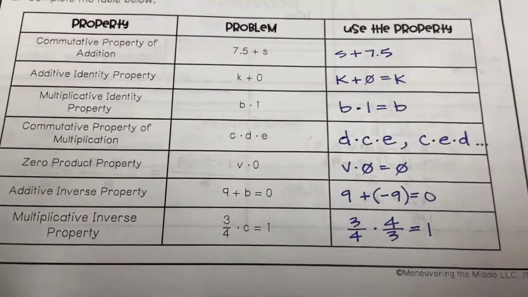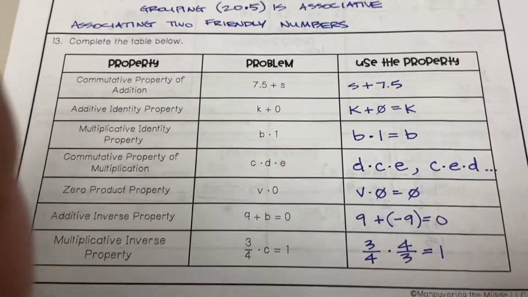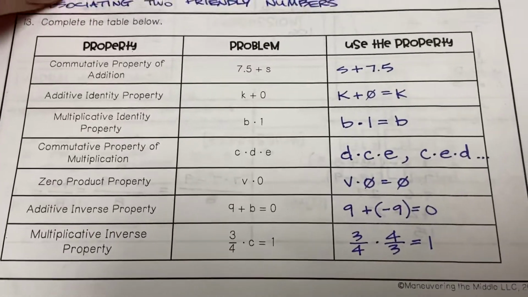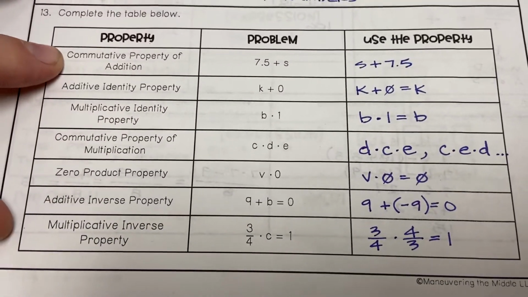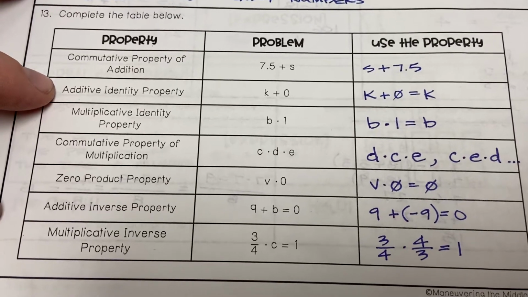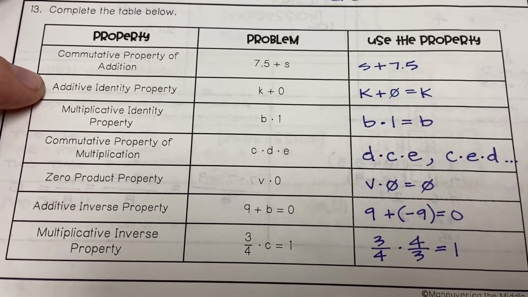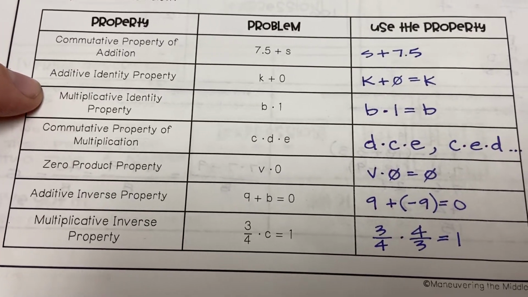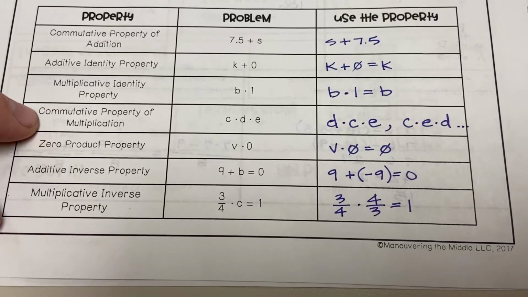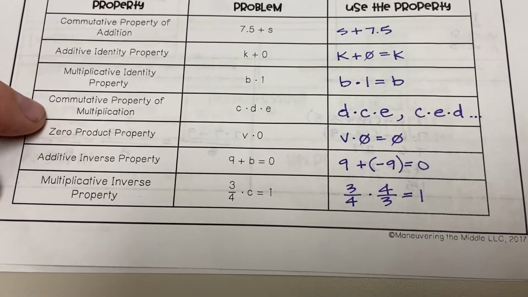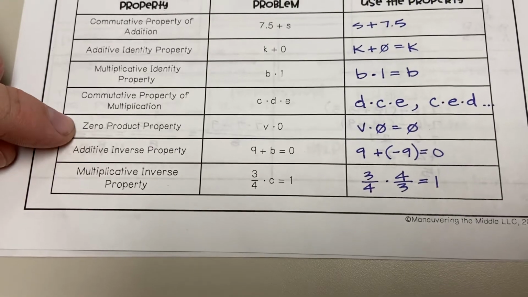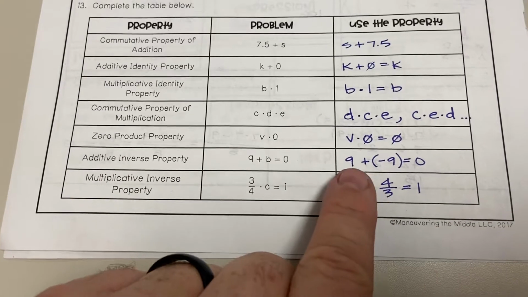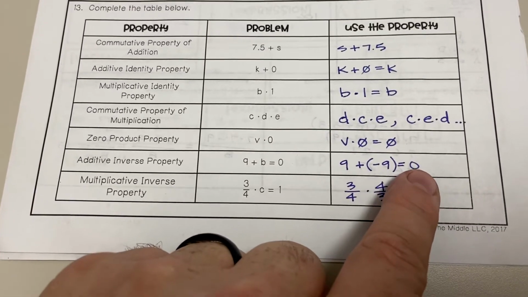Here's the properties. We have lots of work in our journal that's exactly like this. Commutative property says we can move things around in any order. The additive identity property says anything plus 0 is itself. Multiplicative identity property, anything times 1 is itself. Commutative property, again, even with multiplication, we can switch things around in any order. Zero product property, anything times 0 is 0. Additive inverse means you've got to add the opposite. So the opposite of 9 is -9. That's the only way to get 0.